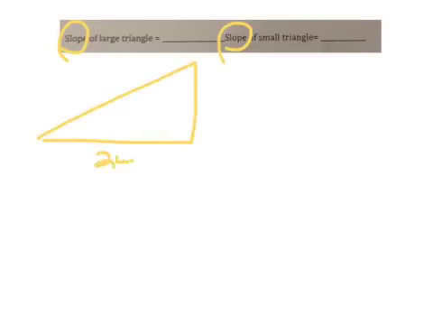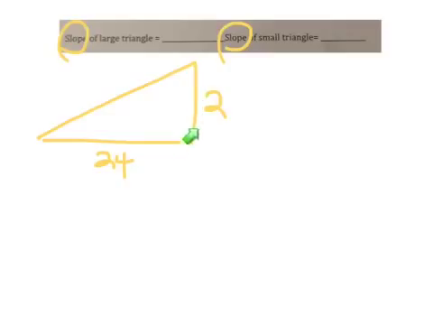Then the last part of this question says we need to find the slope of the large triangle and the slope of the small triangle. So this was my large triangle, and we know that the bottom is 24, and we know that the side is 2. First of all, when you look at this ramp, the way the slope of the line is going, it's going up. So I already know my slope's going to be positive.